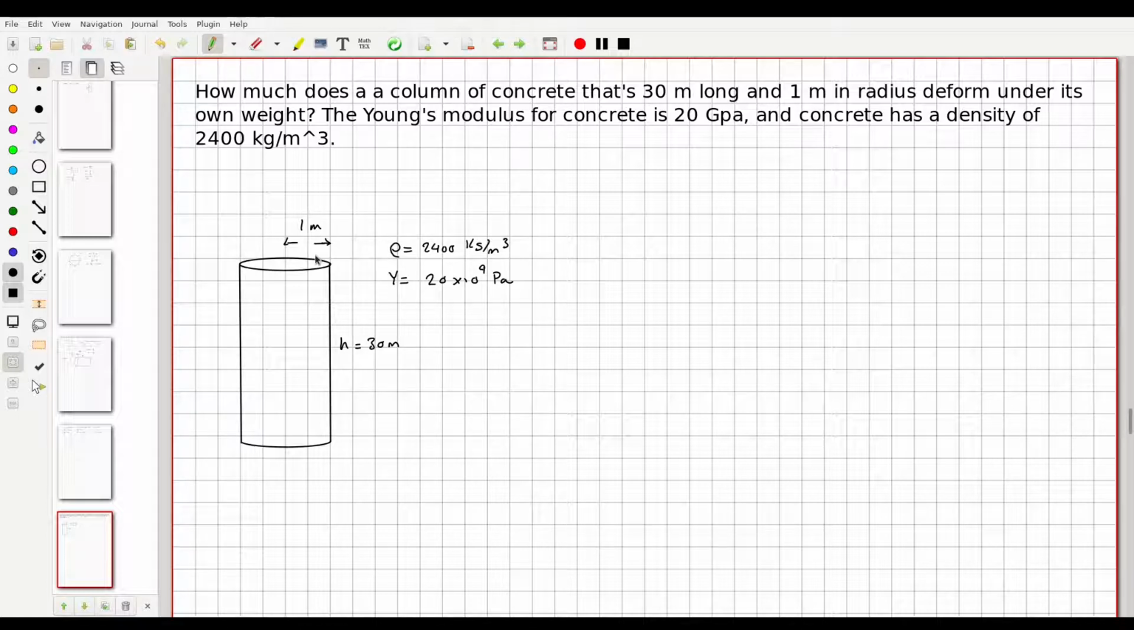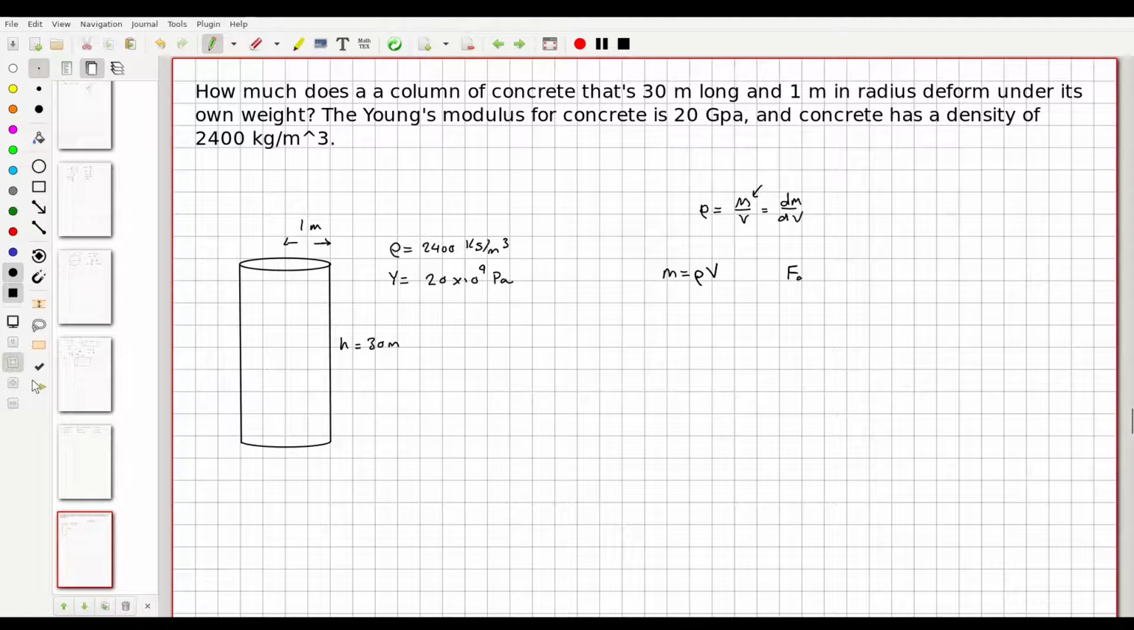Now, we want to find how much this thing is going to deform under its own weight. And its weight is going to be defined by how its mass is affected by gravity. The issue that we have here is we don't have the mass, but we can get to it because we know that there's a relationship between density, mass, and volume. So we're going to use this relationship right here. Mass is density times volume.